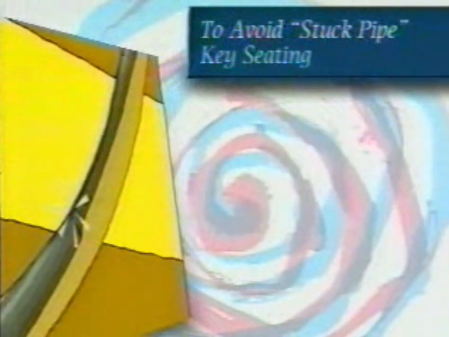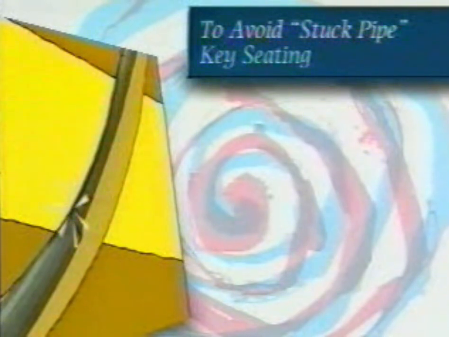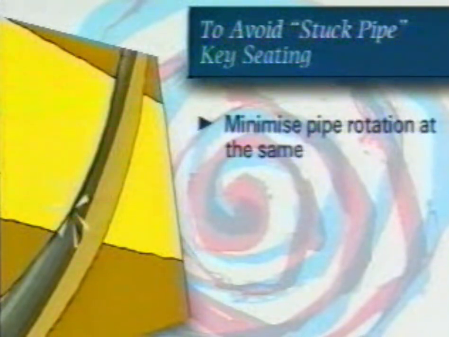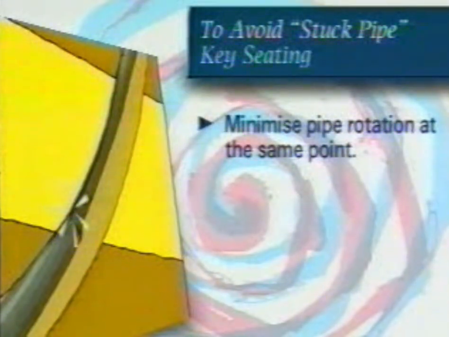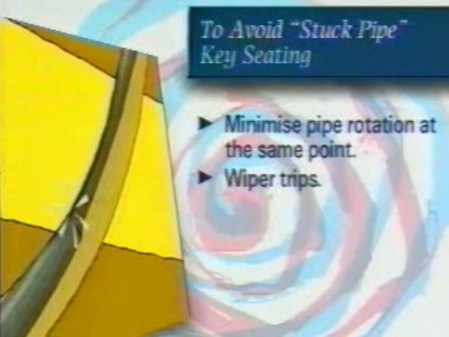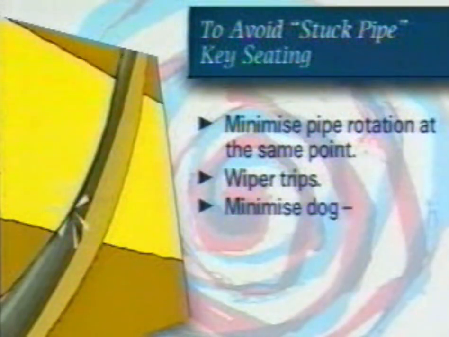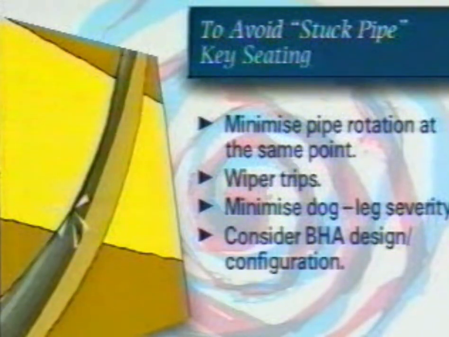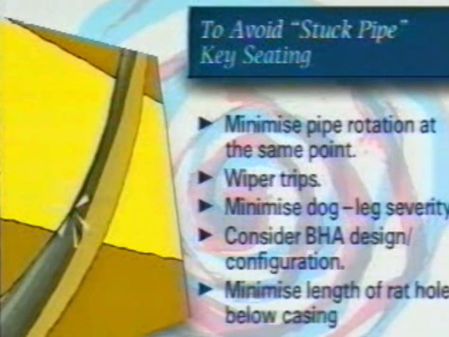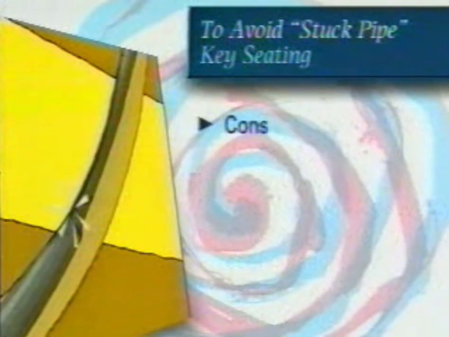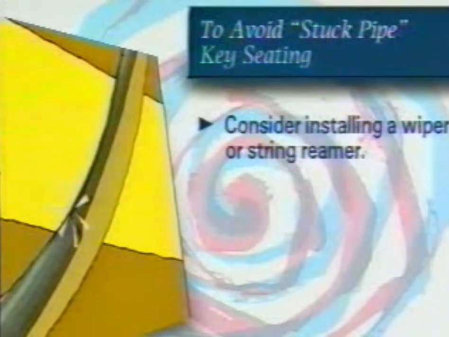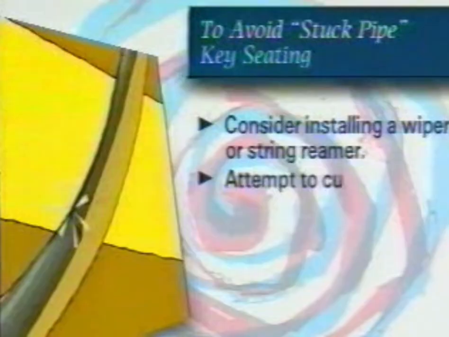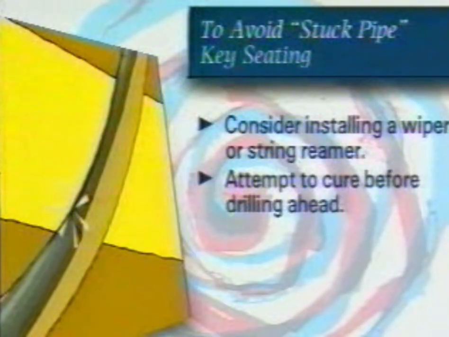To avoid stuck pipe caused by key seating, the following action should be taken into consideration. Minimize pipe rotation at the same point. Perform wiper trips. Minimize dogleg severity. Consider the BHA design or configuration. Minimize the length of the rat hole below the casing. Consider installing a wiper or string reamer. Attempt to cure the problem before drilling ahead.